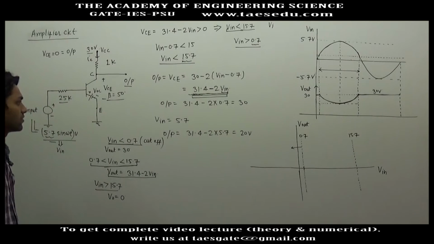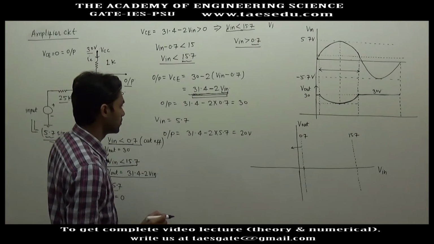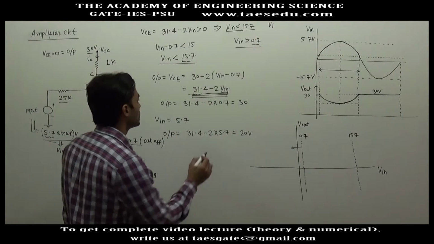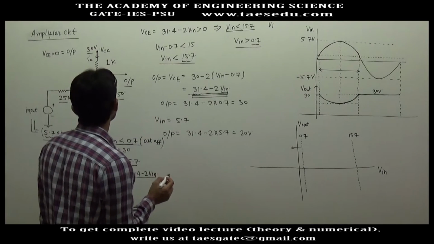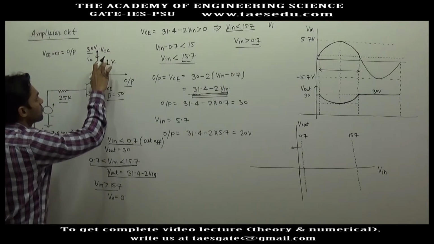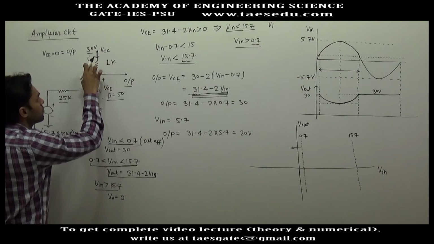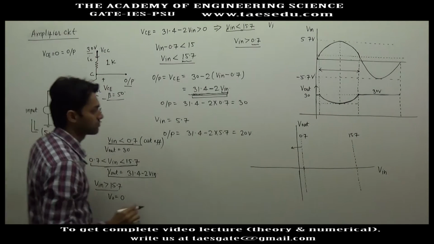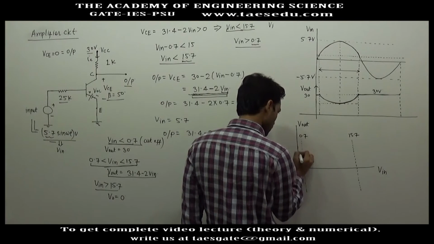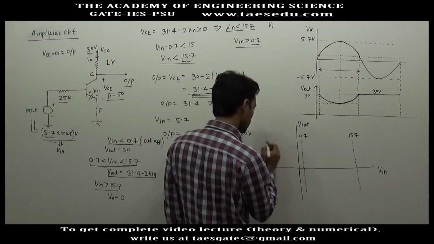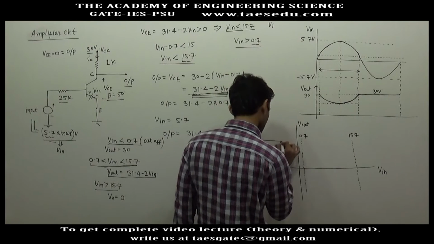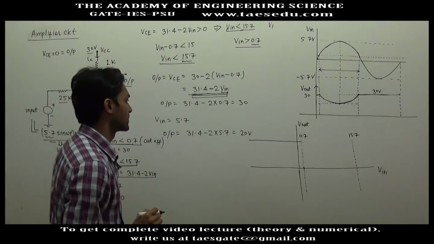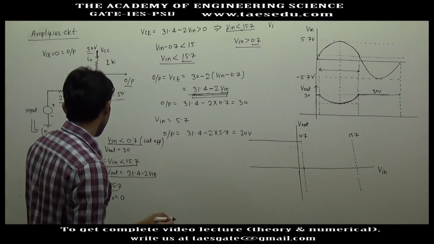So in cutoff region, what is output voltage? Output voltage is constant at 30 volt. In cutoff region, no current will flow from here, so there will be no voltage drop, so the output voltage will be 30 volt. So we'll say if input voltage is less than 0.7 volt, output will be constant at 30 volt. In active region, what is the formula?